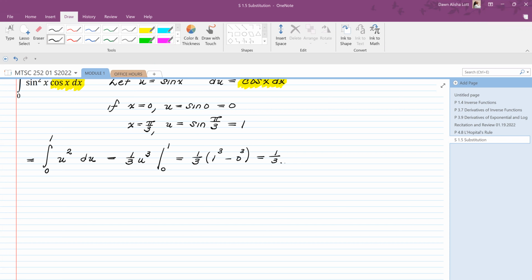Where do you get the 1/3 from? I'm sorry, where did I get the 1/3? Oh, because the integral of u to the n du is u to the n plus 1 over n plus 1. So this is u squared, so that becomes u to the 2 plus 1, which is 3, divided by 3. So that's where the 1/3 comes from, because I divided by 3. Oh, okay. Thank you. No problem.